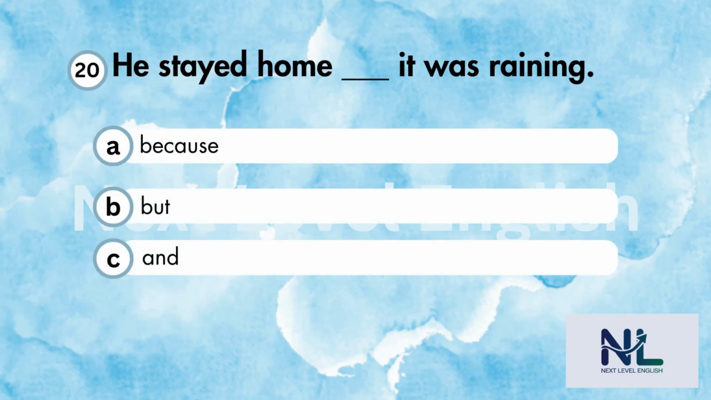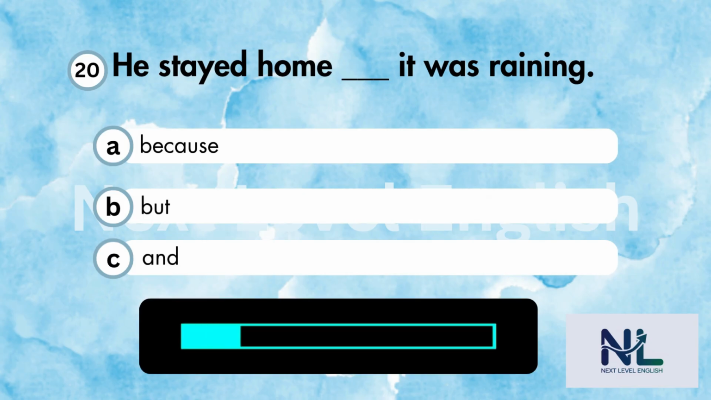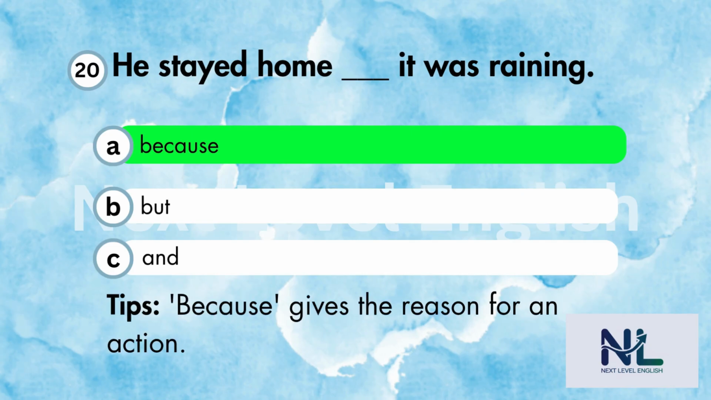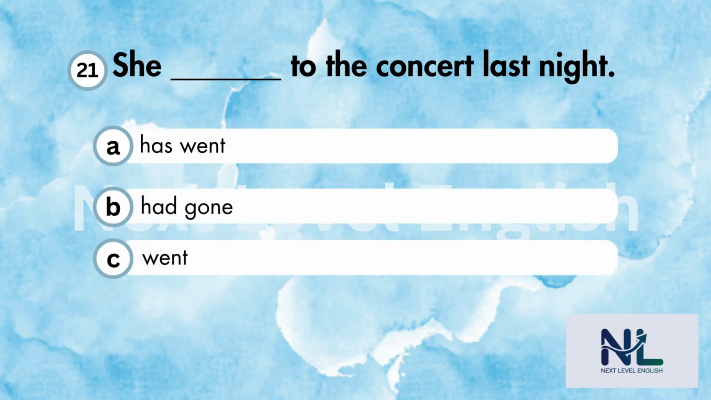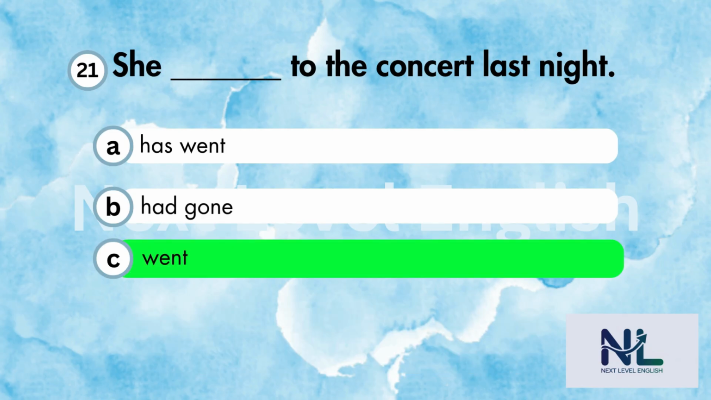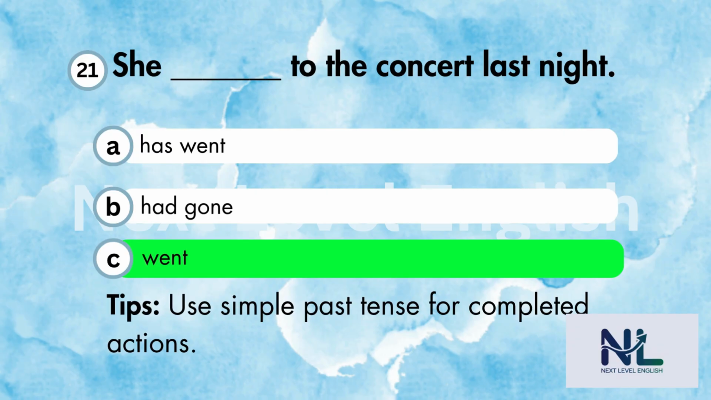20. He stayed home. It was raining. Because. Tips: because gives the reason for an action. 21. She went to the concert last night. Went. Tips: use simple past tense for completed actions.